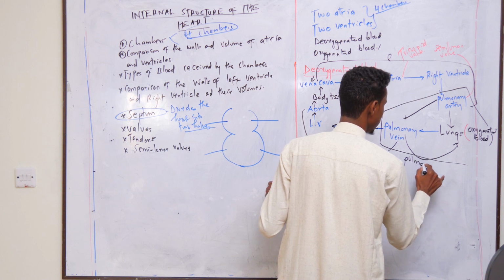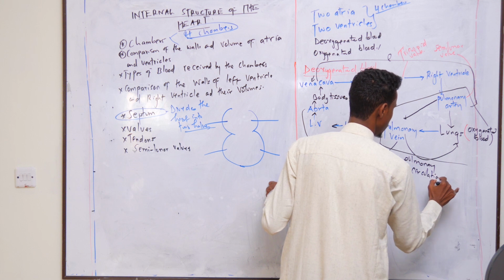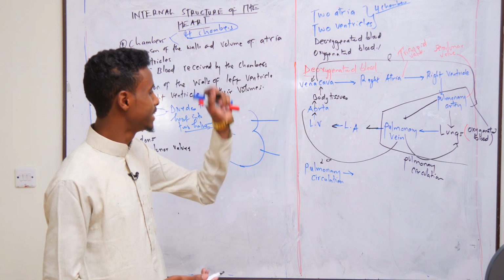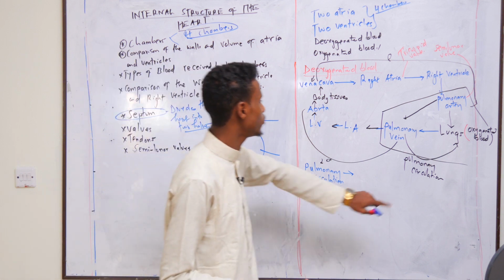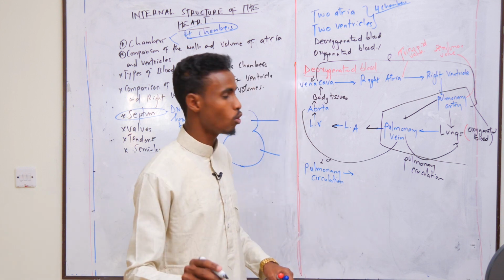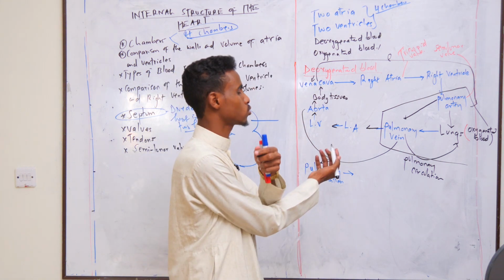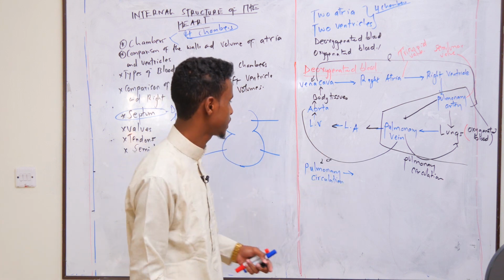The pulmonary circulation is a circulation where the deoxygenated blood is pumped out of the heart through the pulmonary artery to the lungs for oxygenation, and the oxygenated blood from the lungs is pumped back to the heart through the pulmonary vein. That is called pulmonary circulation.